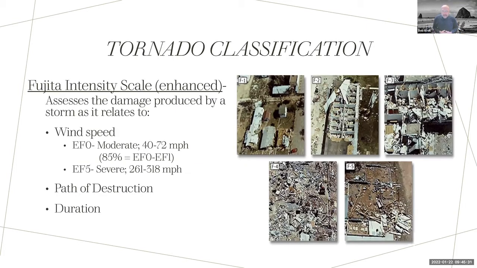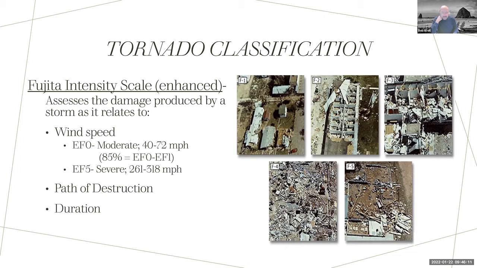Tornadoes, like lots of things, have a classification system. The one that's used for tornadoes is called the Fujita intensity scale, and I'm not sure what makes it enhanced, but we see them on the news ranking tornadoes as an EF 1, 2, 3, and the EF is Enhanced Fujita. So that's what they're talking about, and this classification is based on the speed of the wind, the path of destruction, and the duration of the tornado.